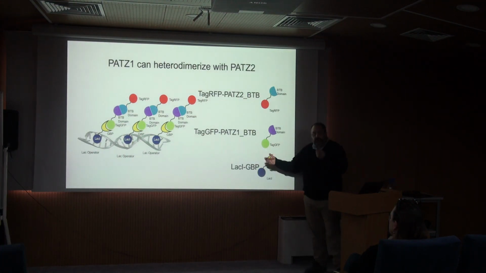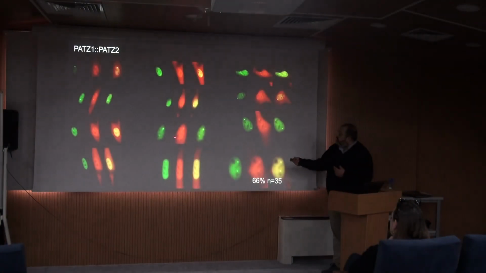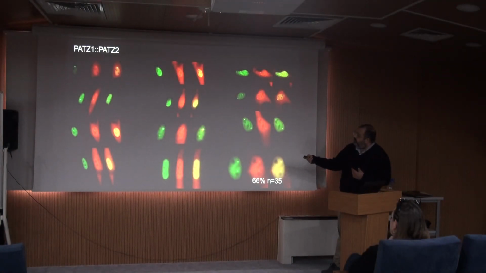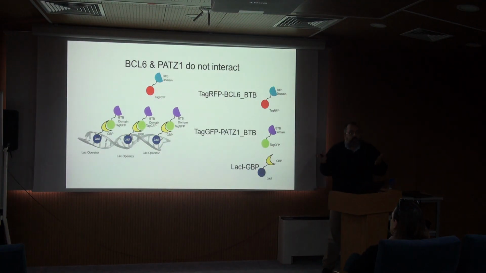So then we started to build this 49 by 49 interaction matrix. PUTS1 and PUTS2, which is another family member, can they form heterodimers? Here we have green PUTS1, red PUTS2, recruited to the DNA with the Lac repressor. And in fact, yes, you see green dots, you see red dots, they co-localize. But that's not true for every BTB domain.